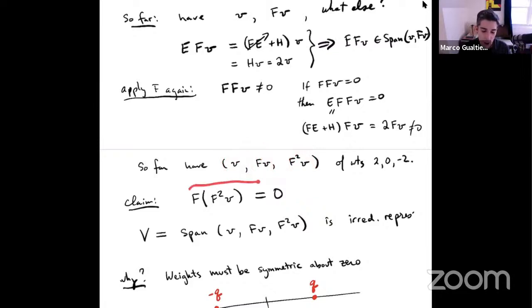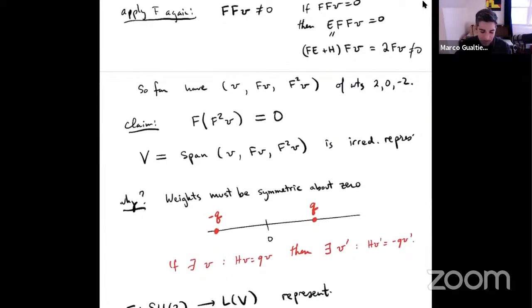So the only thing I need to check is that F kills it, and that means that F squared V is the lowest weight vector. You know, they're the Dickensian people at the bottom of the pole who are waiting for the dregs from the 1%. And F kills them.